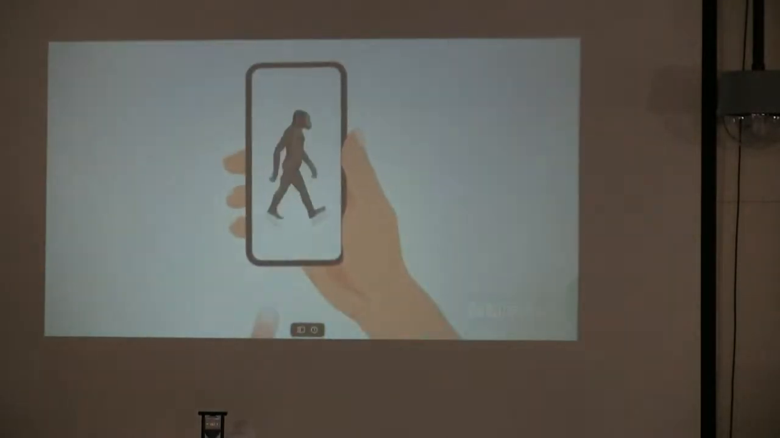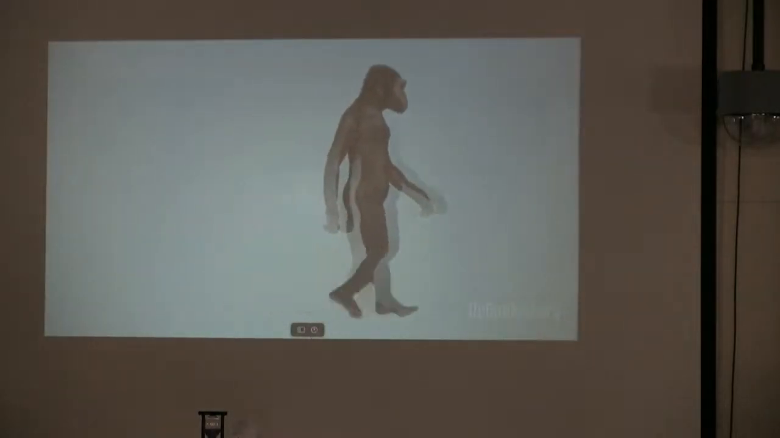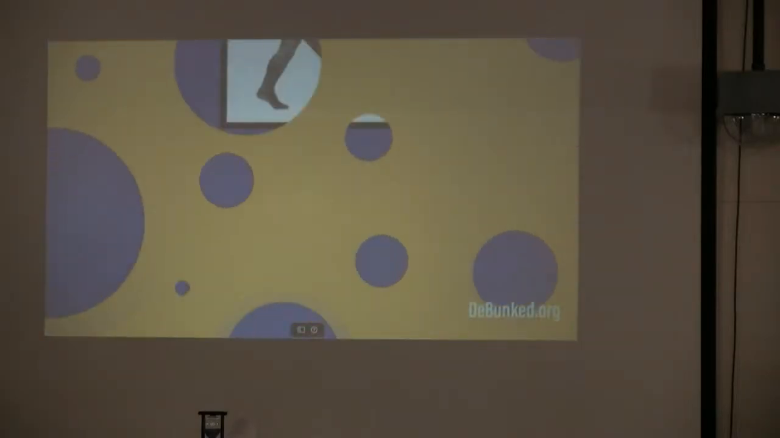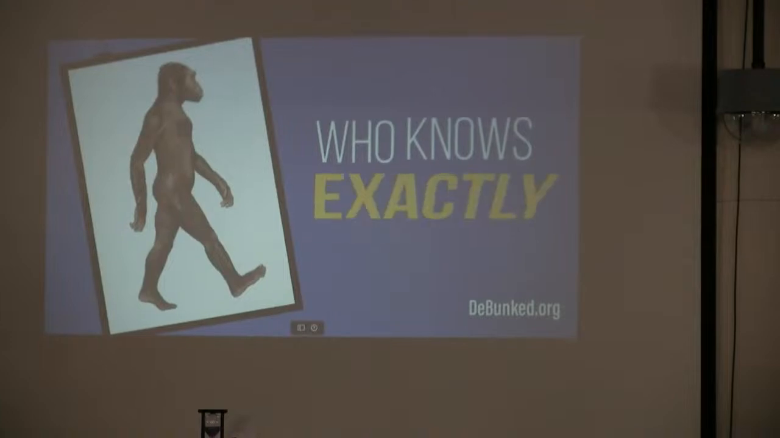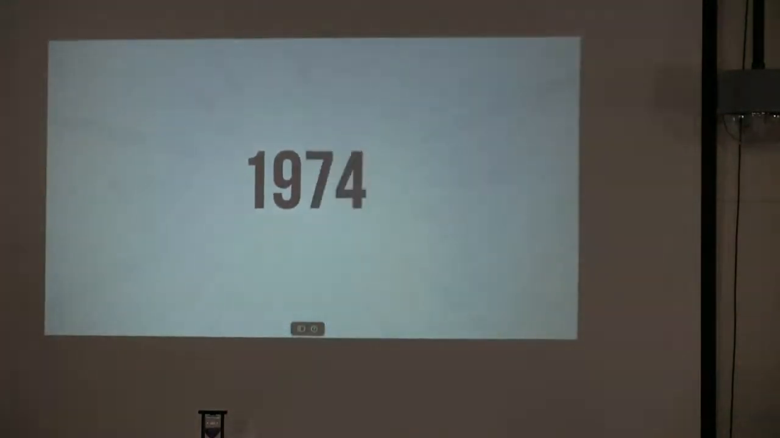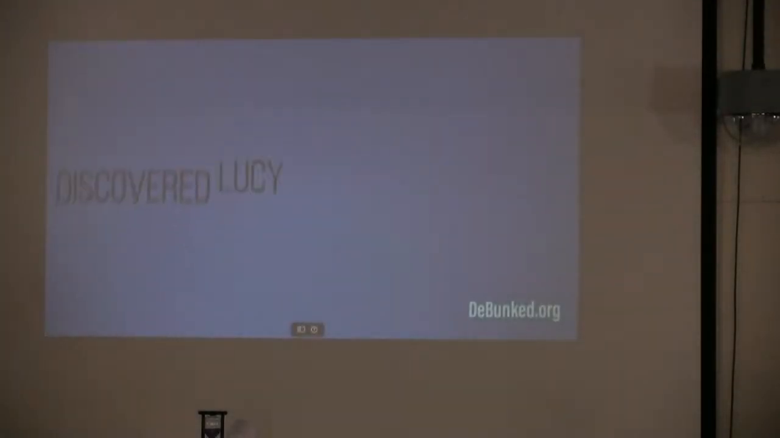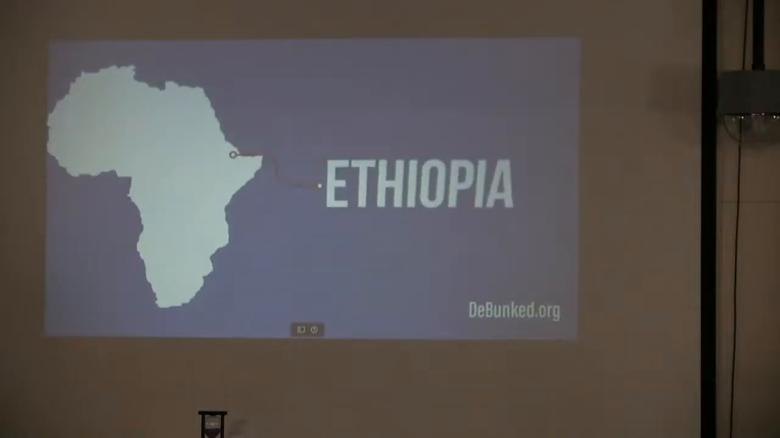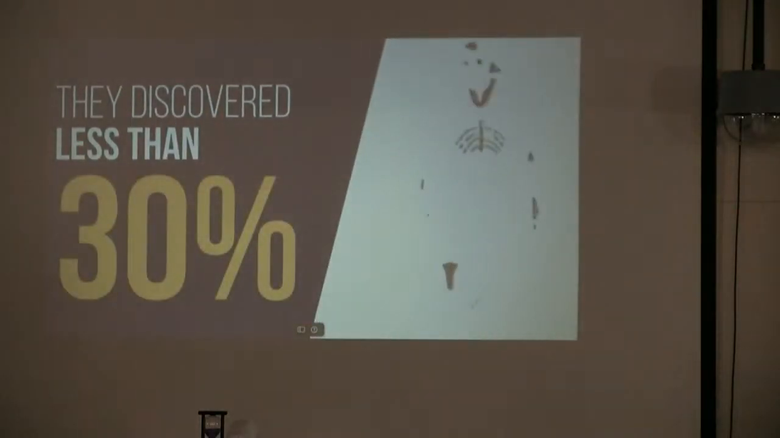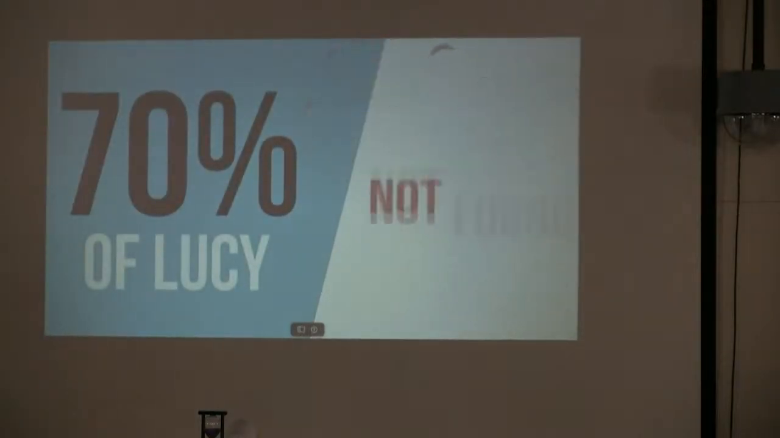Now, did someone snap a photo of Lucy and the gang back then? I mean, is this how they found Lucy, walking around, waving at him with a cute little smirk? Of course not. So then how did this artist come up with this rendering? Well, who knows exactly. But let me tell you how it all started. Way back in 1974, paleoanthropologist Donald Johanson and his team discovered Lucy in the Afar region of Ethiopia. Or, more accurately, I should say, they discovered less than 30% of Lucy's fossilized bones. That's right, 70% of Lucy gone, not found.